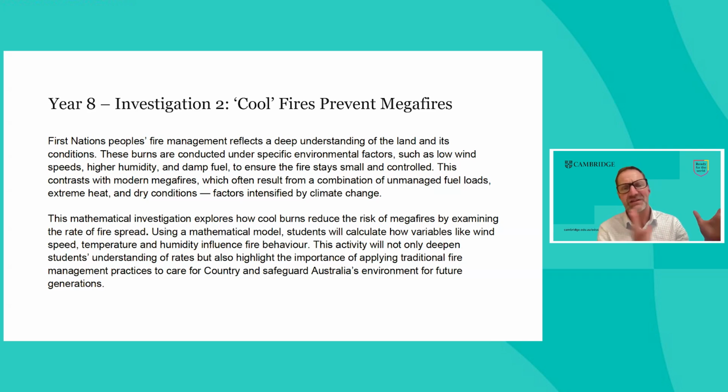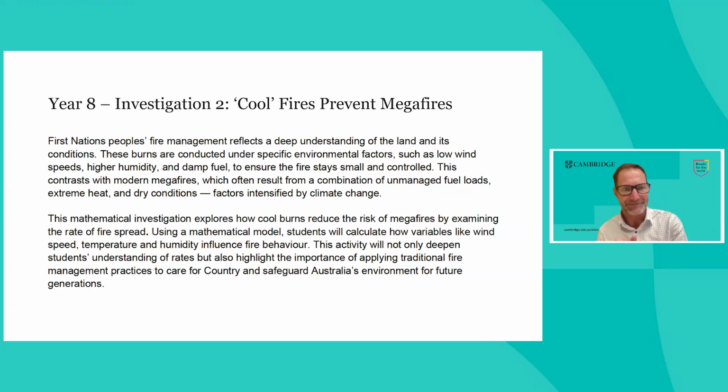This investigation explores how cool burns reduce the risk of megafires by examining the rate of fire spread. Using a mathematical model, students will calculate how variables like wind speed, temperature, and humidity influence fire behaviour. This activity will not only deepen students' understanding of rates, but also highlight the importance of applying traditional fire management practices to care for country and safeguard Australia's environment for future generations. So how you do that, my only words would be to echo Chris: please don't do a superficial pass, and please enrich it in even stronger and more beautiful ways for your class.